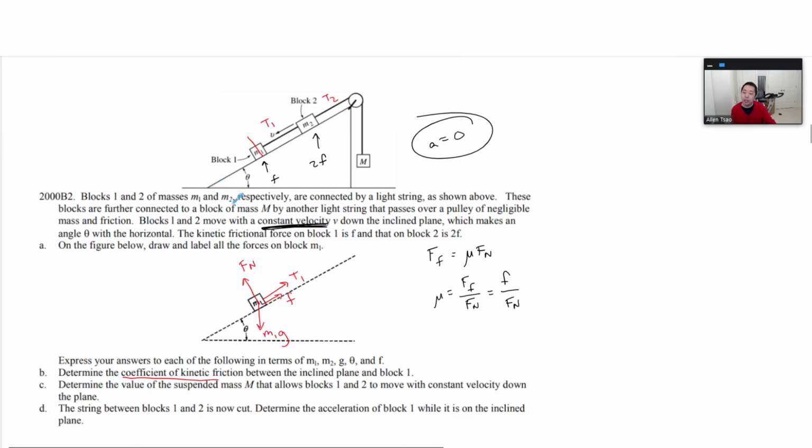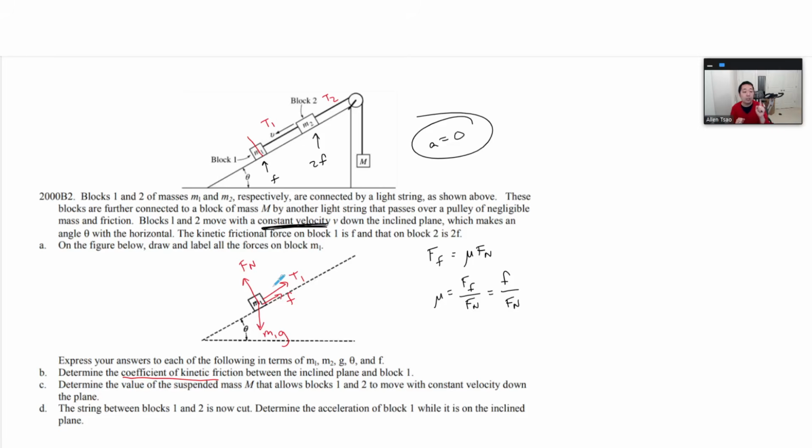Well, on an inclined plane, we want to split the vectors into horizontal and vertical, just like we did in the kinematics projectile motion question, where I took the horizontal component and the vertical component of the velocity, right?